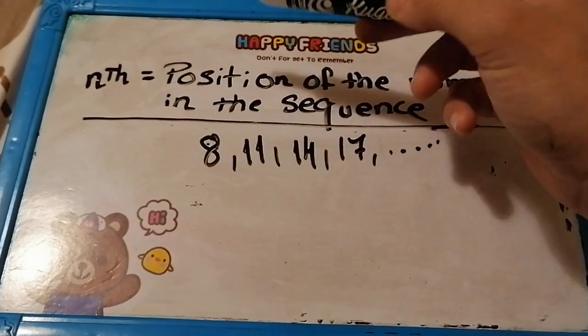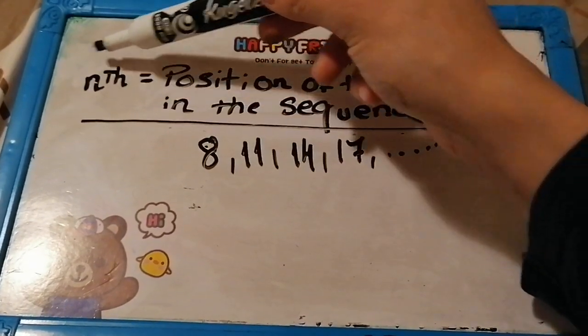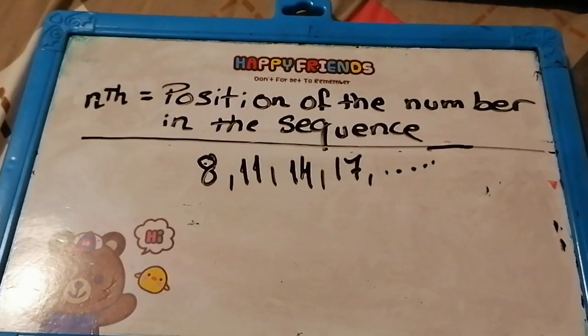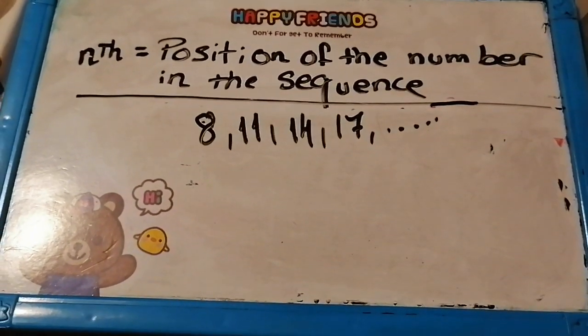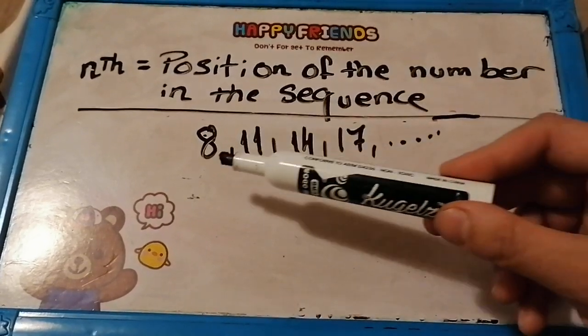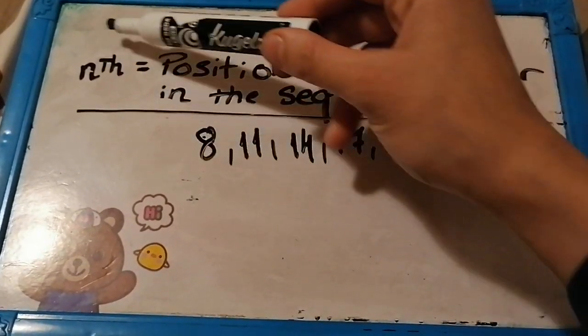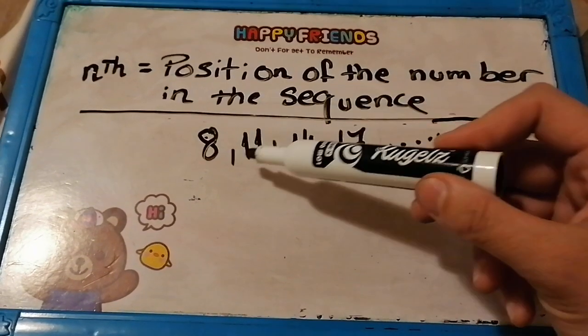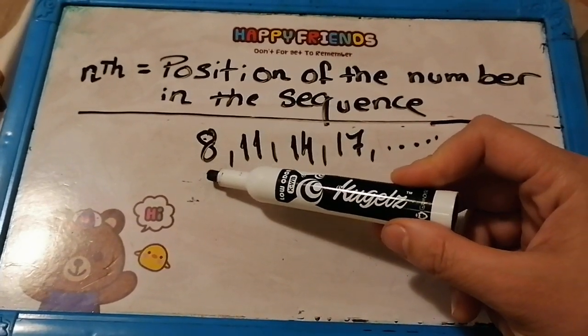I wrote here the definition of the nth position, the nth term. Nth means the position of the number in the sequence. Okay, the position of the number in the sequence. So n stands for any position. So let's start. This sequence starts with 8, okay?